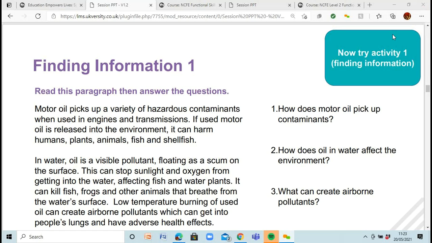Actually, I'll just ask first. How does oil in water affect the environment?